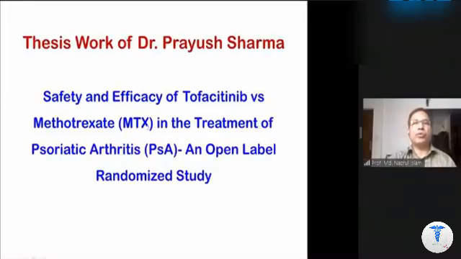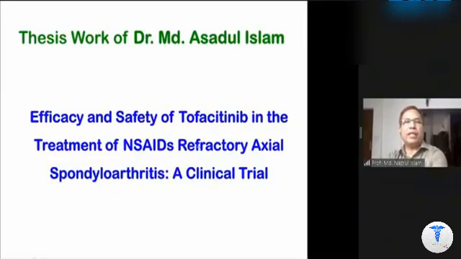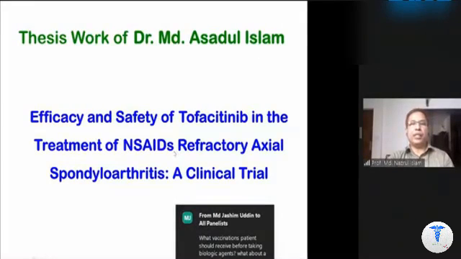So I would like to thank some of our beloved students. They did some studies. Dr. Prayush Sharma did a study, his thesis, on safety and efficacy of tofacitinib versus methotrexate in the treatment of psoriatic arthritis, an open label randomized study. For time constraints, I will inform you only the efficacy results and the side effects. Asadul Islam also did a study on efficacy and safety of tofacitinib in the treatment of NSAID refractory axial spondyloarthritis, a clinical trial.